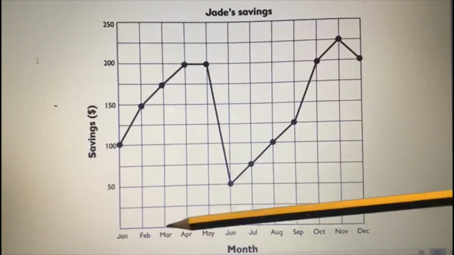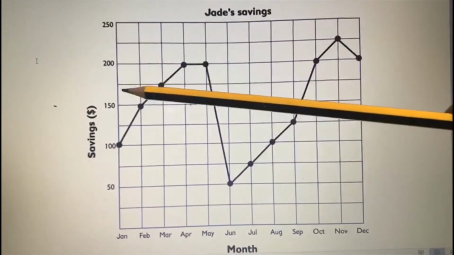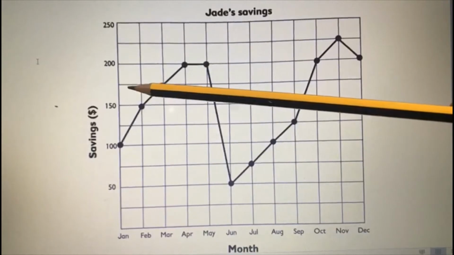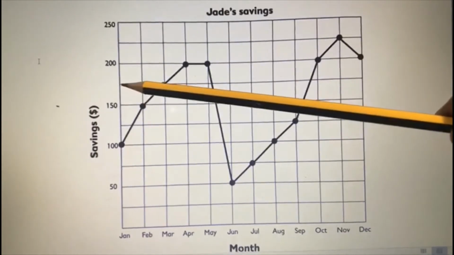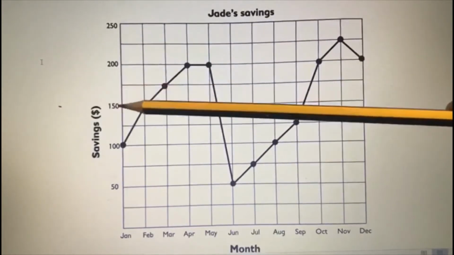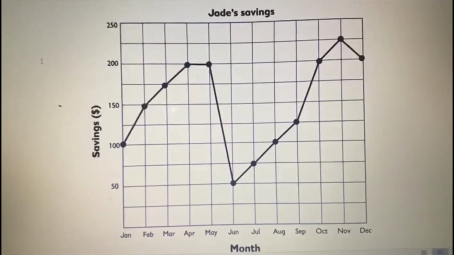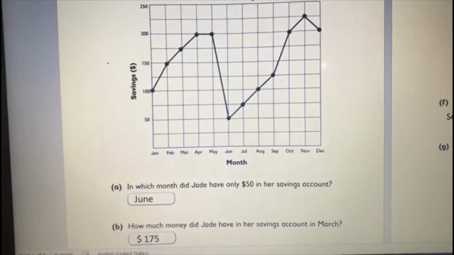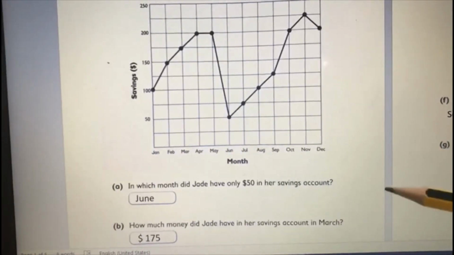So you can see here on March how much she was having, how much is the saving. You can see here after 150, you have to just add 25 more, so that means it will be 175. Now we are moving to the questions.